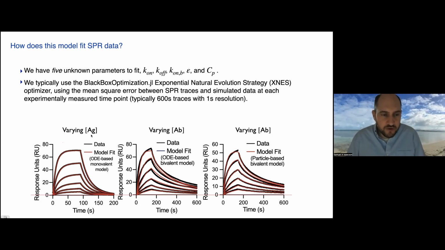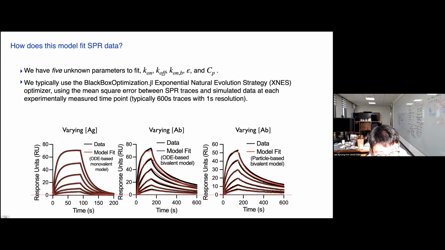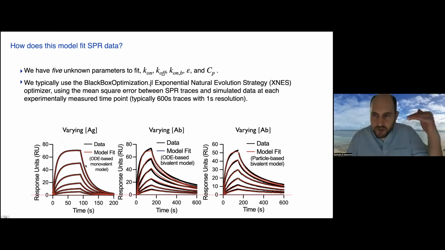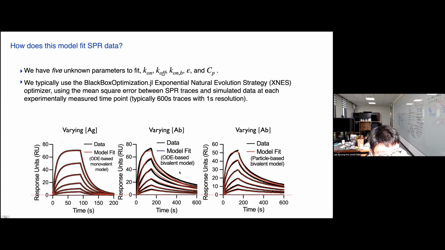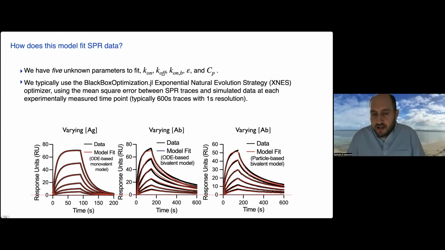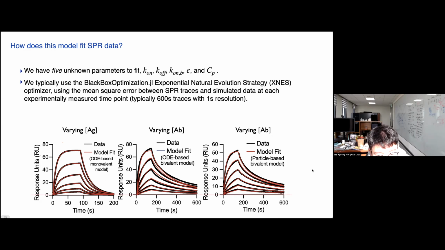And what you can see here are 3 different sets of fits. This is fitting the ODE-based model that I started with, the monovalent model. So this was the first model I showed you. This is the second model, which is really bad, that I showed you. Notice this one, we're varying antigen. We're changing the amount of antigen we flow over. Here, we're changing the amount of antibody we flow over because it's the flipped experiment. And then this is our new model where we're flowing over antibodies still. And you can see it's not completely perfect. There is a little bit of discrepancy at the tail, but it's much, much better than the ODE-based model. It really gives much better fits, okay?